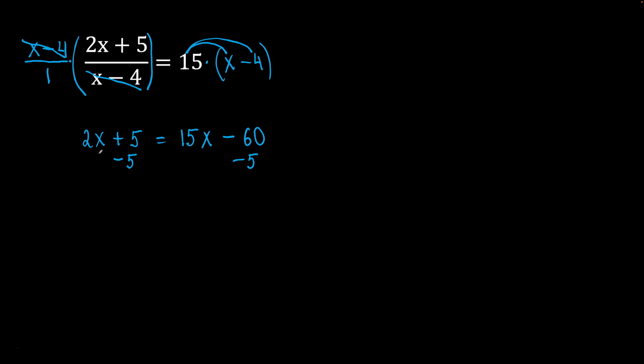So what do we have here? 2x, 5 minus 5 will give us 0. And then on the right, we have 15x minus 60 minus 5 will give us negative 65. Why is that? Because negative 60 minus 5 is the same thing as negative 60 plus negative 5. So you are actually adding two negative numbers. So it will be negative 65.